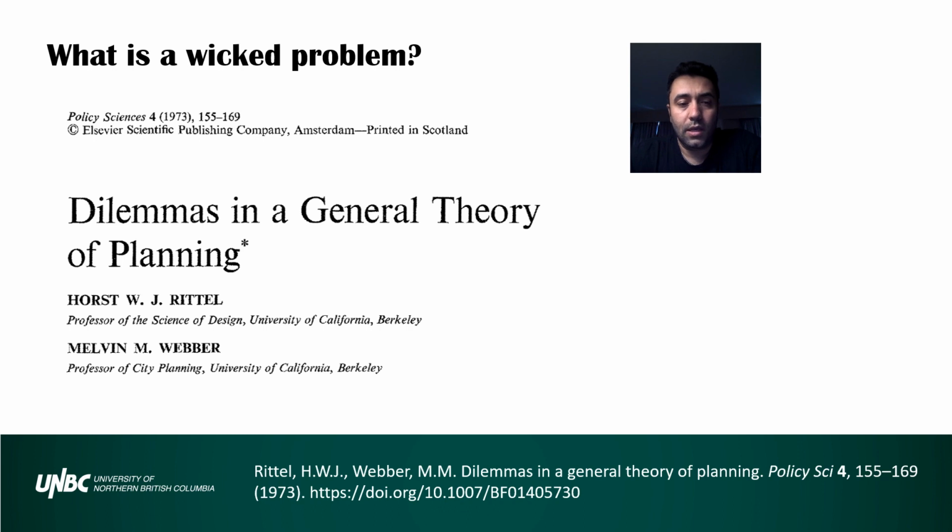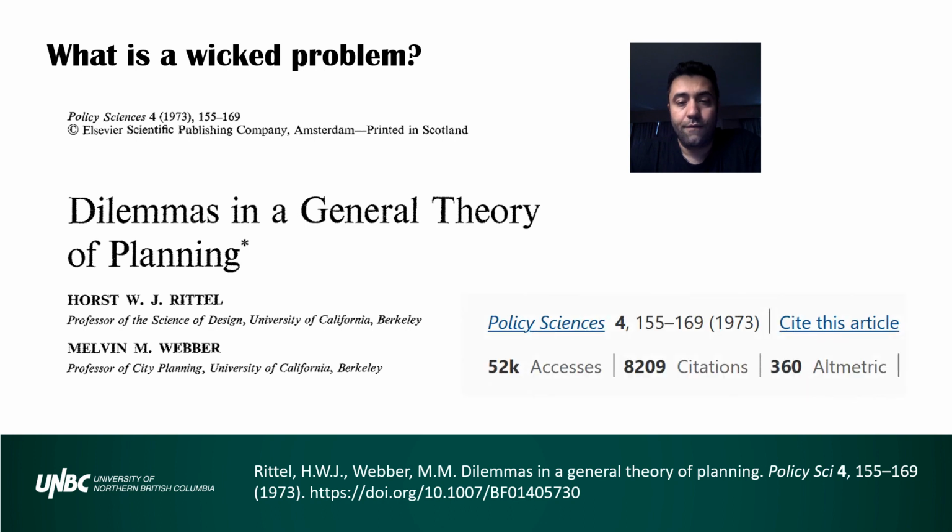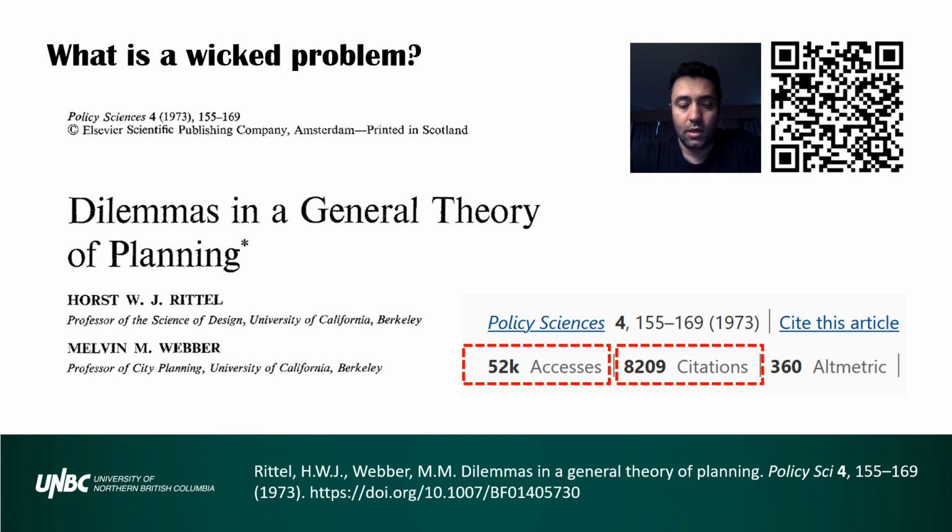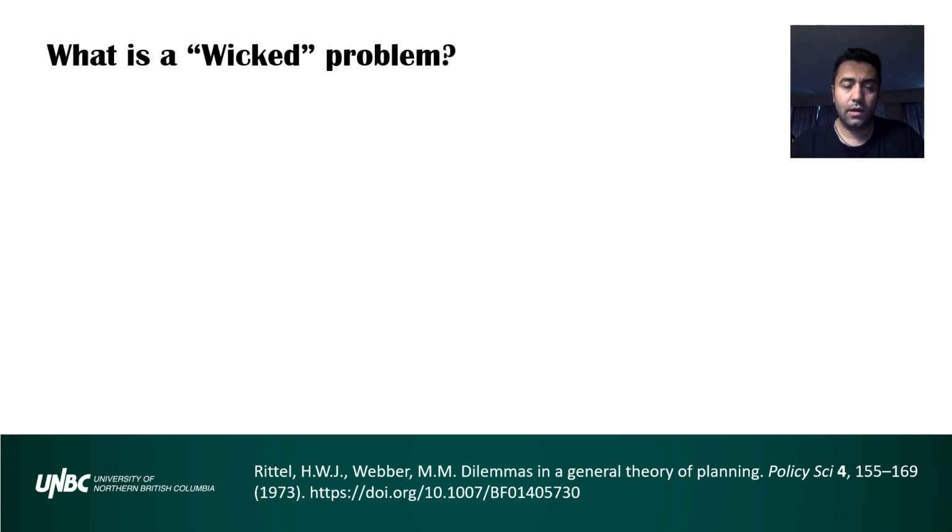Actually, in the paper published by Rittel and Weber in 1973, they mentioned wicked problems. This paper is a very highly cited paper. As you can see, it has more than 8,000 citations, and I can say it's a kind of reference for today's activities. You can go to the paper page directly by scanning the barcode on the previous page.